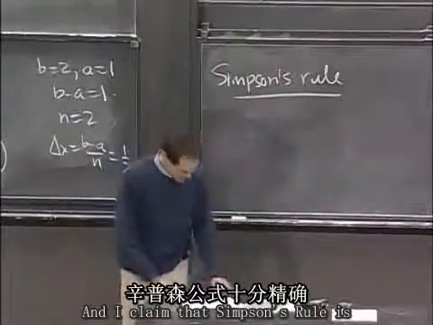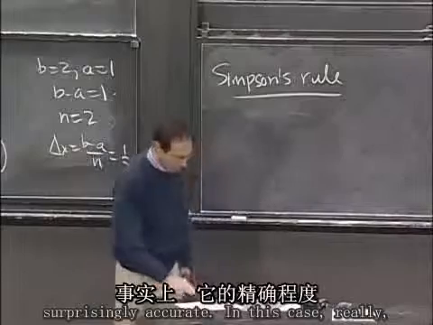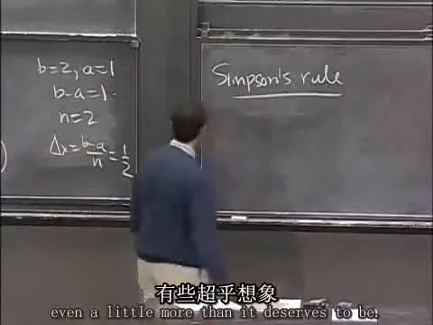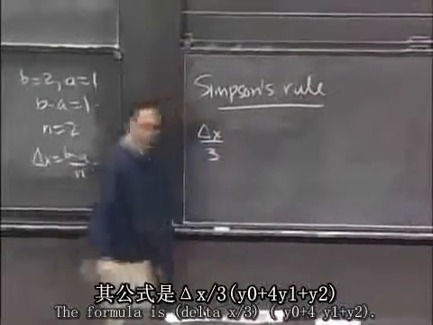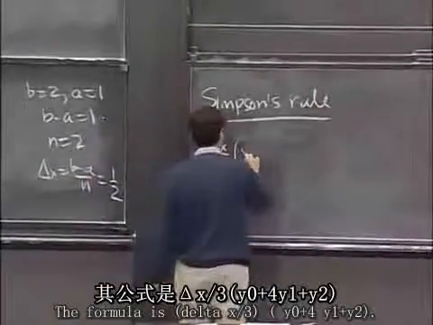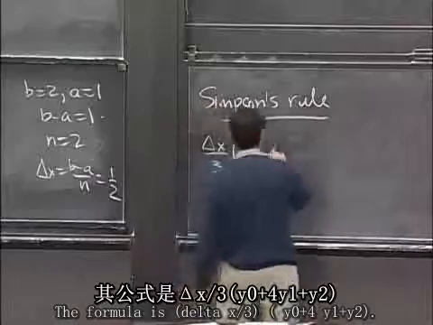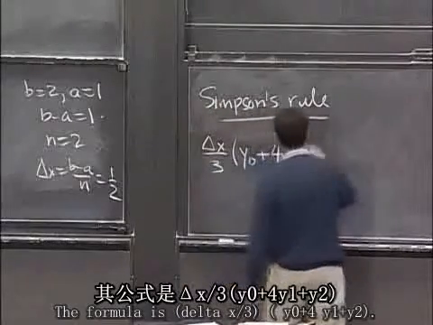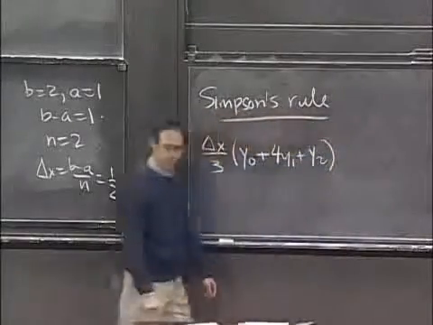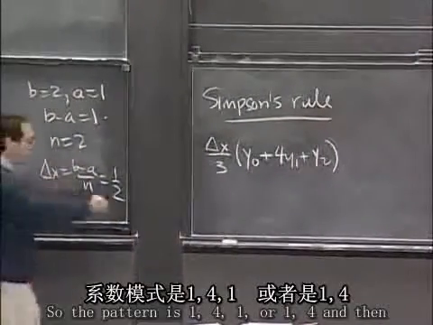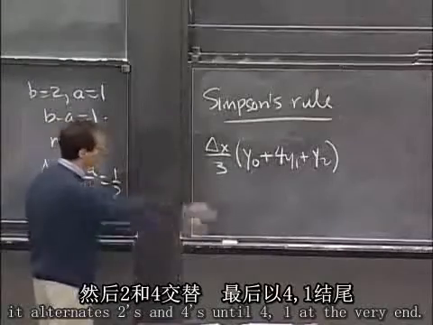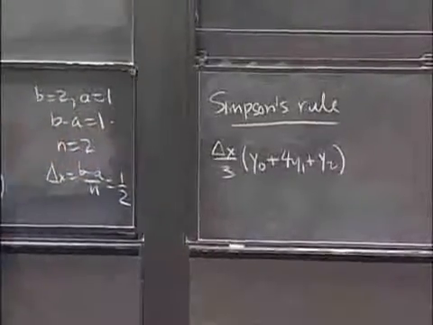And I claim that Simpson's rule is surprisingly accurate in this case, really even a little more than it deserves to be. The formula is delta x over 3 times y0 plus 4y1 plus y2. So the pattern is 1, 4, 1, or 1, 4, and then it alternates 2s and 4s until 4, 1 at the very end.